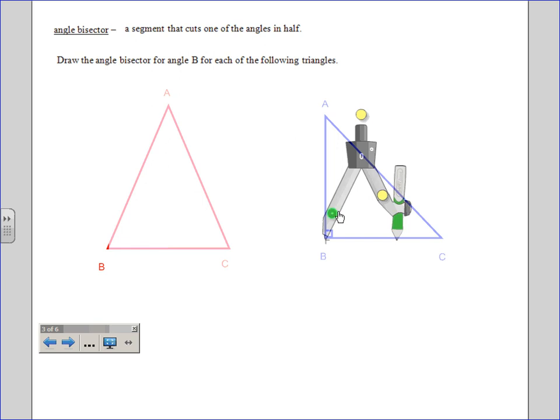Is that an acceptable setting to start with? Notice I put the point on the angle we're trying to bisect. Is that probably a good strategy? Yep. And is that a good setting then?